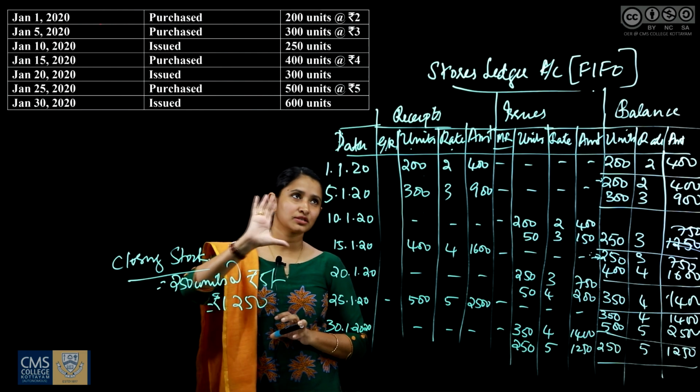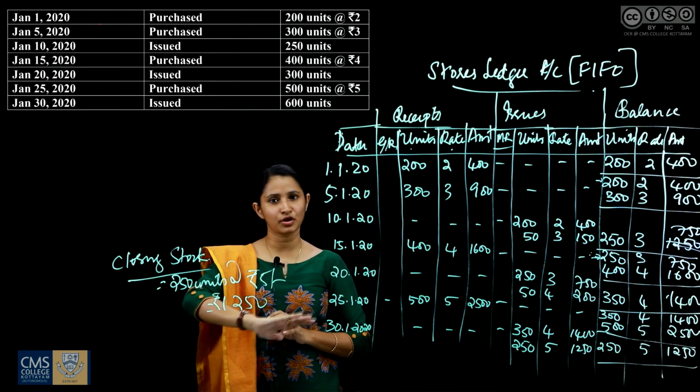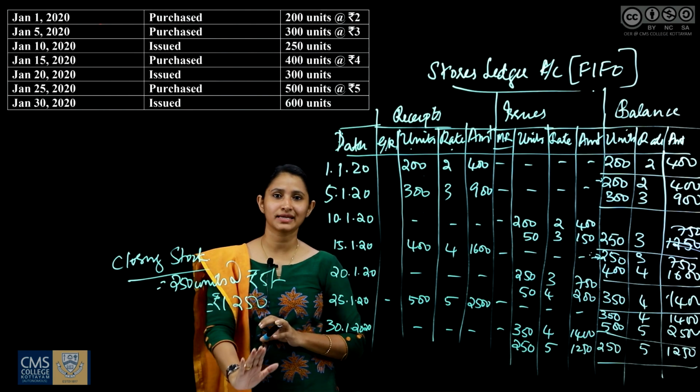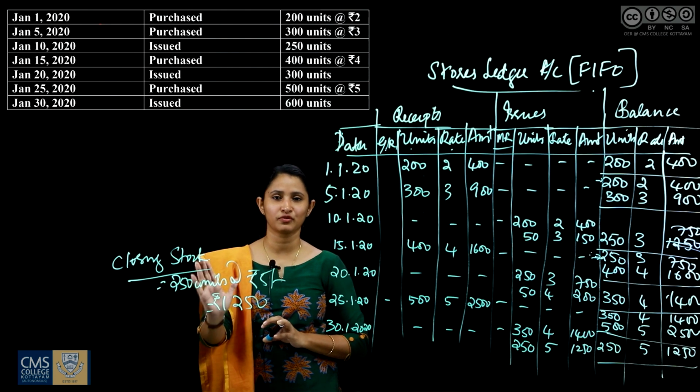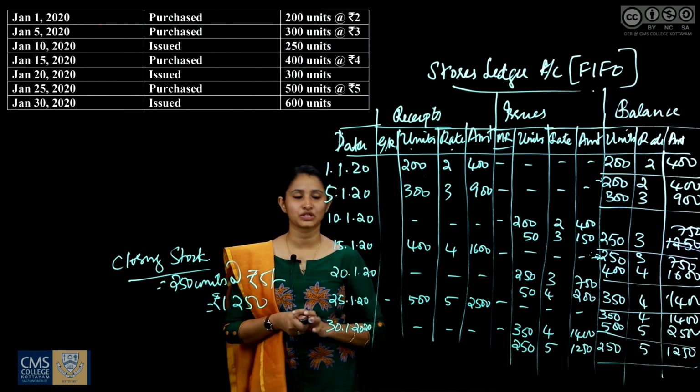So stores ledger is very important. It gives you details about receipts and issues and the balance of materials lying in your stores, as well as the details about the closing stock of materials which are there in your stores. So this is the importance of stores ledger.